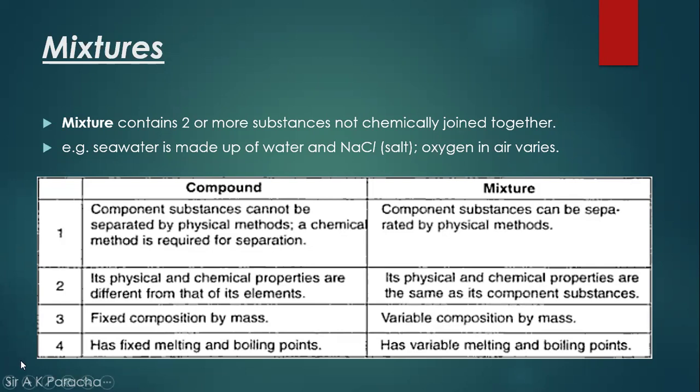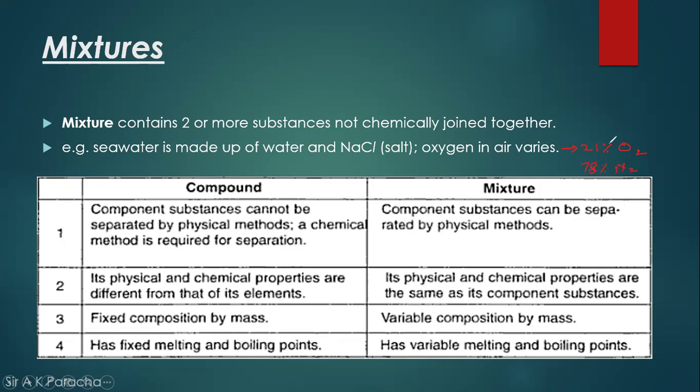And it varies. If we close a room and put a lot of human beings in the room, sooner or later they will consume all the oxygen in the room and the level of oxygen in the room will decrease. Naturally, the level of oxygen in air is 21%. Air is 21% oxygen, 78% nitrogen.